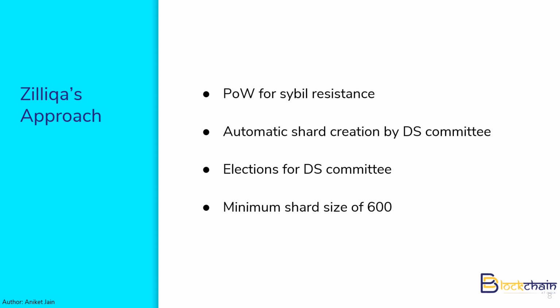Then there is the approach of keeping the shard size to 600. Zilliqa considers a minimum shard size of 600, where we take the probability that at least 1 by 3 of the network nodes are malicious. Since we need a supermajority of voters, a shard size of 100 is insecure.